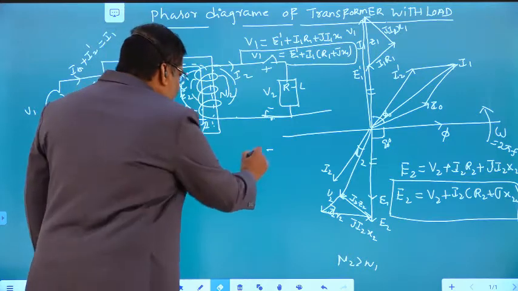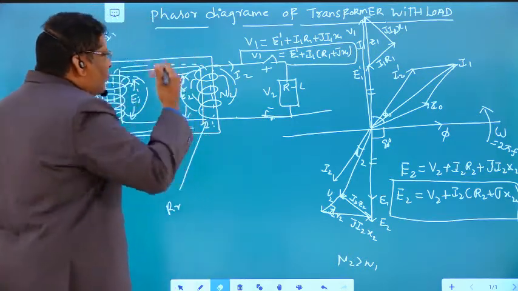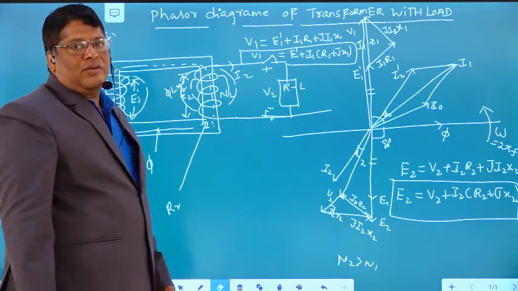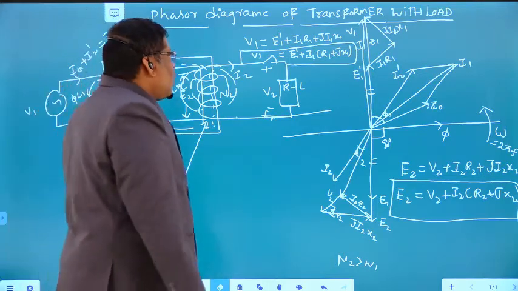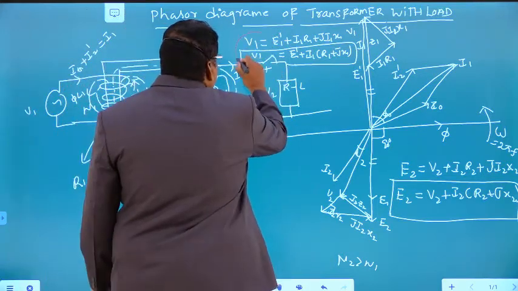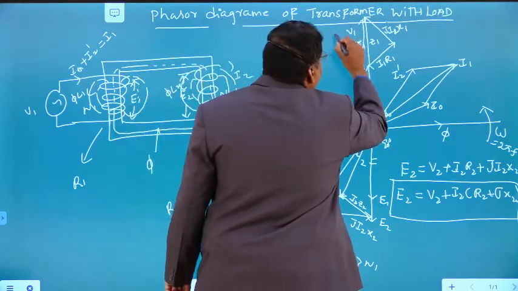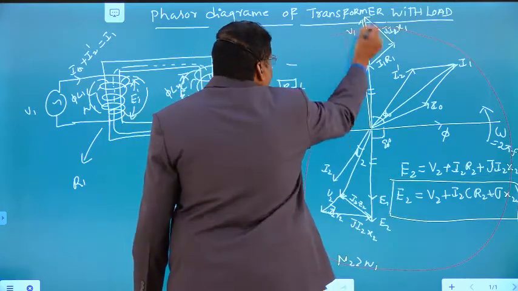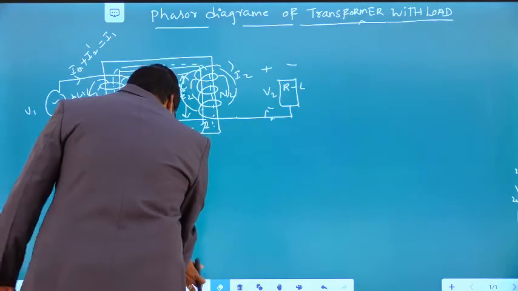This is the phasor diagram of a transformer with an RL load connected across it. Now we are going to see the phasor diagram of the transformer with a resistive load connected across it.